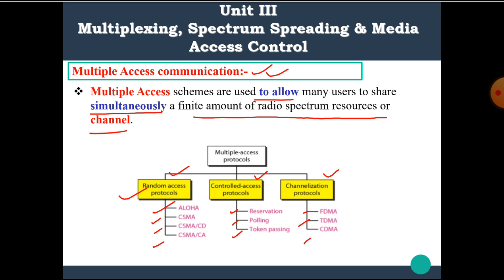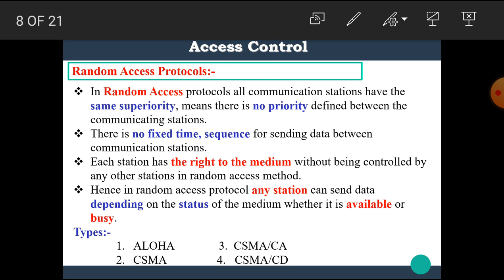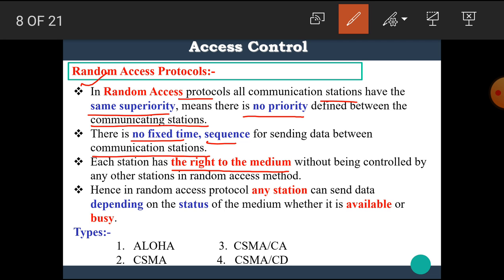First of all, let's see the random access protocols. In random access protocols, all the communication stations have the same superiority. That means there is no priority defined between the communicating stations. There is no fixed time or sequence for sending the data between communication stations. Each station has the right to the medium without being controlled by any other station in the random access method.